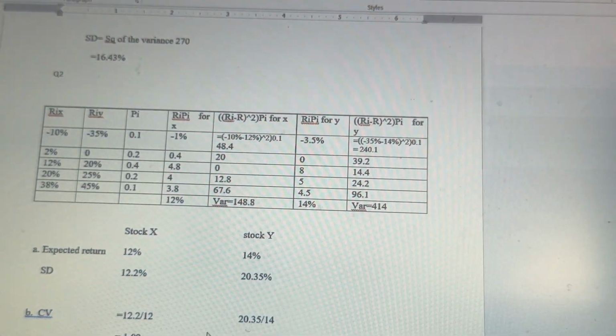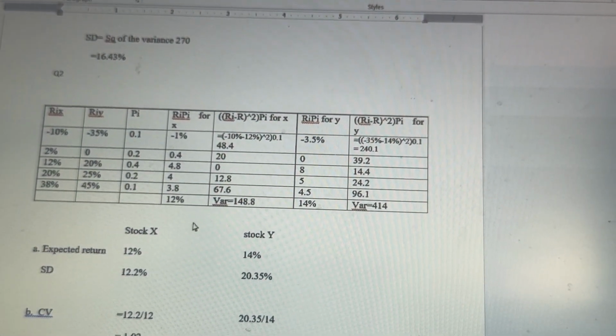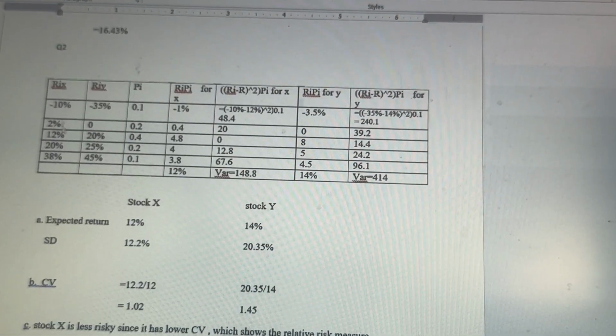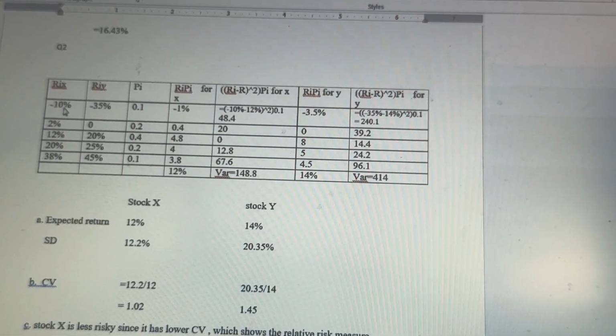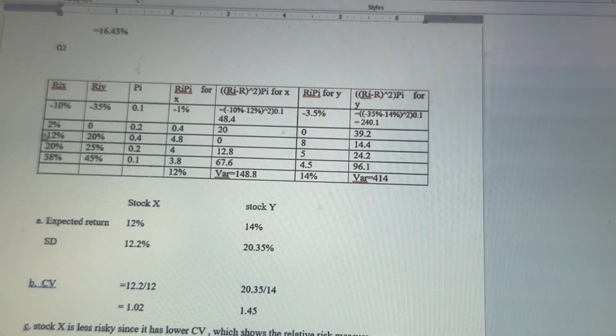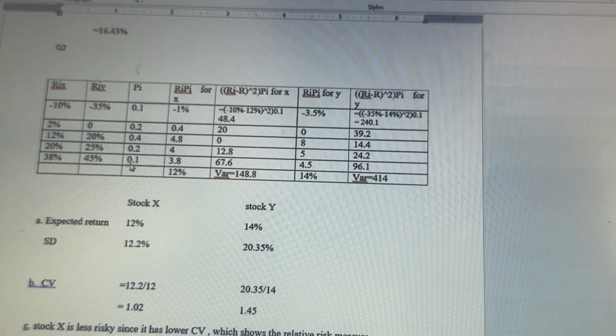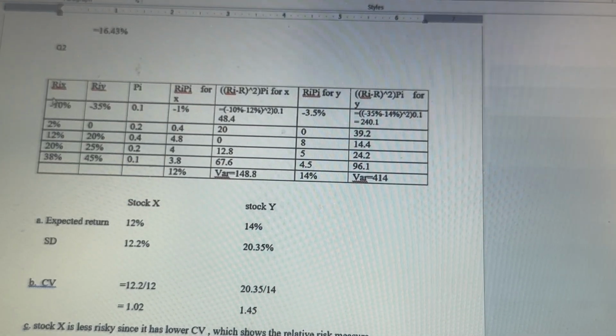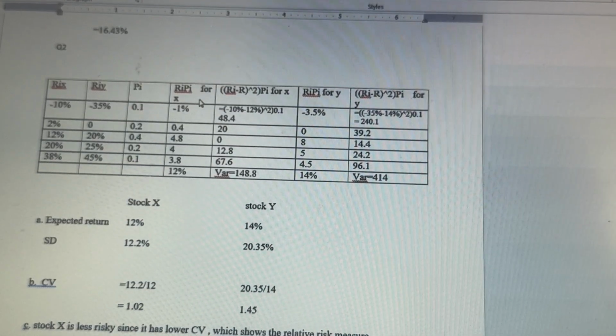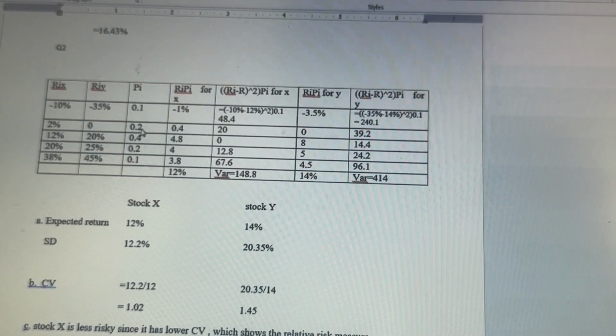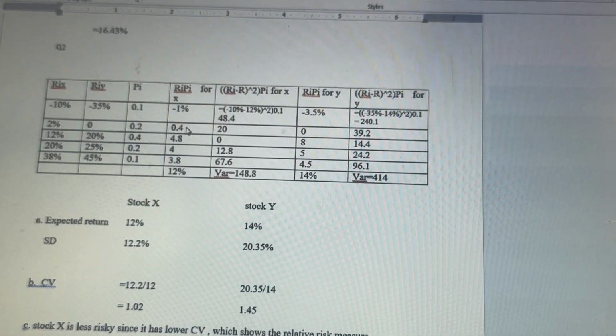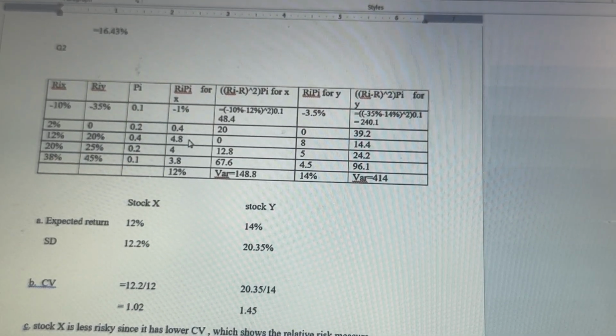Right, here you can see in this example number 2, the change is only from the example we have seen. These are negative returns: minus 10%, minus 35%, all in percentages. Here the probability P_i is given, so R_i times P_i, this is minus 1% of return for asset X or stock X. Multiplying 2% by 0.2 gives 0.4 percentage, 12% into 0.4 is 4.8 percentage, 20 into 0.24, and 38 percentage into 0.1 is 3.8 percentage.